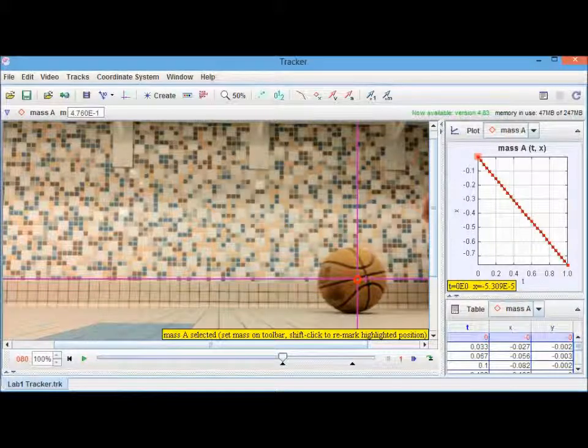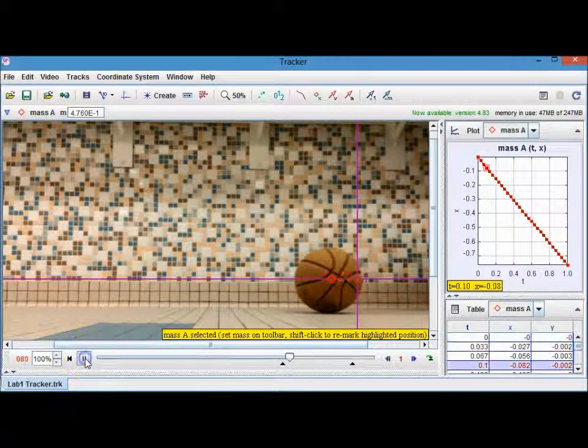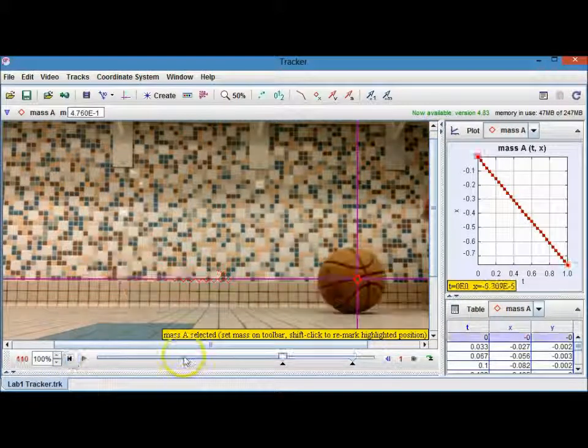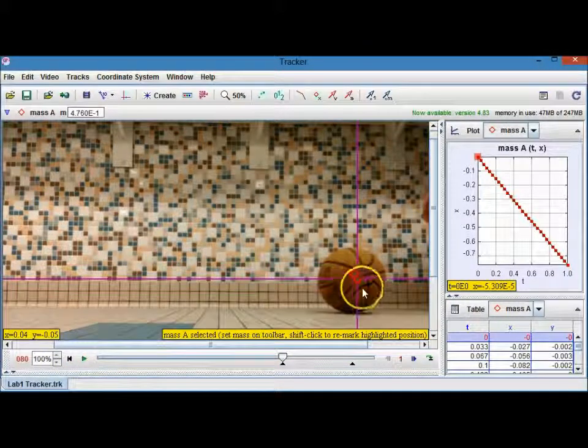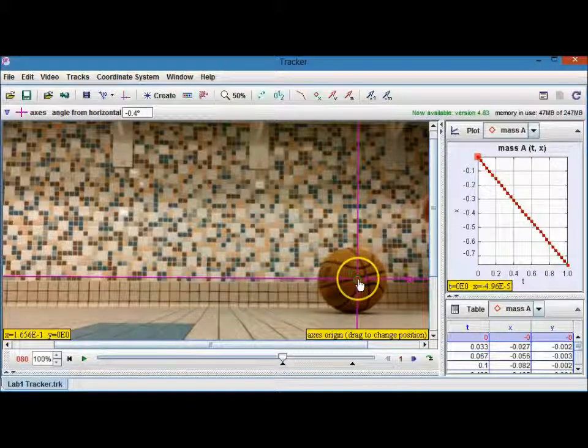Now I'm going to analyze the motion of my ball in Tracker. Looking at the video, you can see that the ball moves at a constant velocity in the negative x direction. When choosing the axis orientation, I put the origin of the axis on the ball. This means that the ball is moving from the origin at 0, 0, 0. My choice of the orientation of the axis was simply a preference.